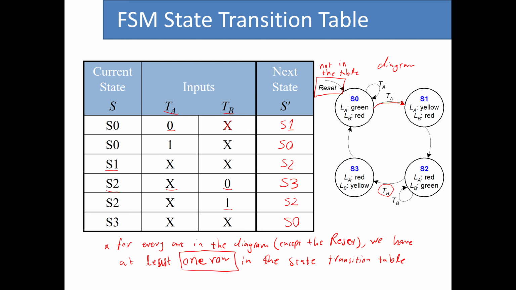So this is how we go from the state transition diagram into a state transition table. Again, keep in mind that for every arc in the diagram, except for the reset one, which we don't consider in the state transition table, we have to have at least one row in the state transition table.